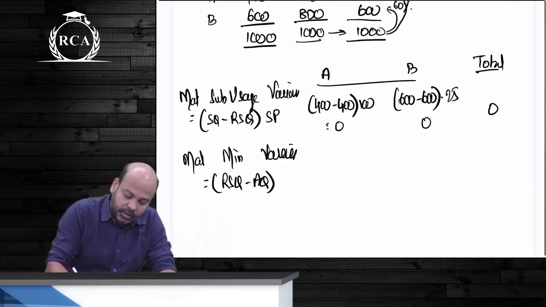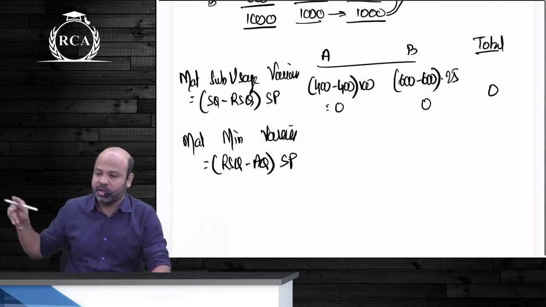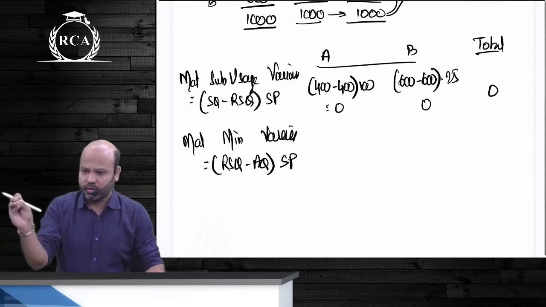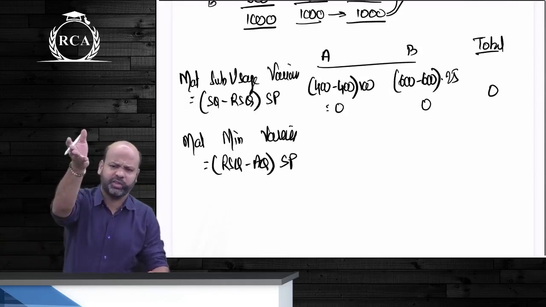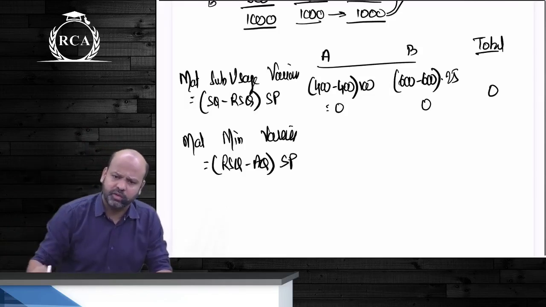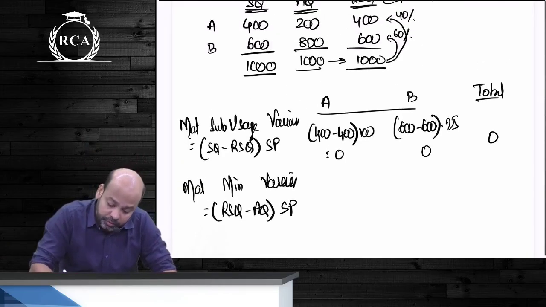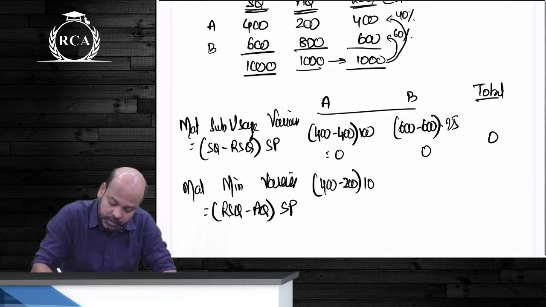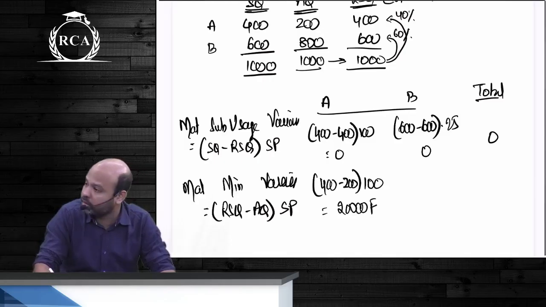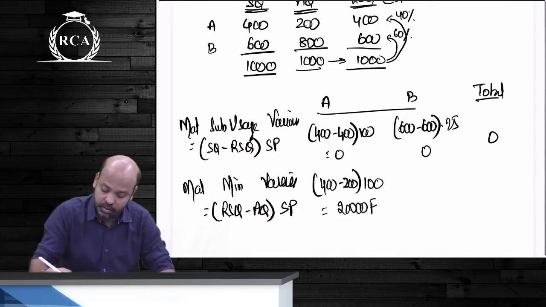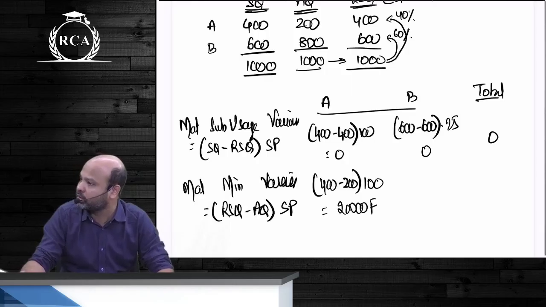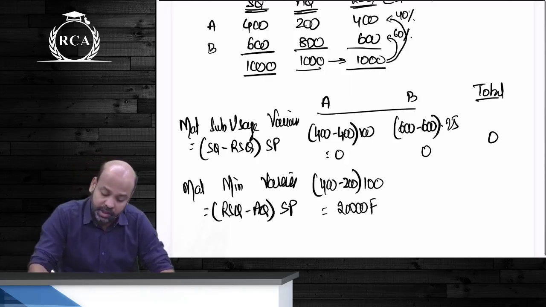RSQ minus AQ. There's no need to rack your brain so much, guys. When you already know the concept that there's only mix variance, and whatever the usage variance is, it itself is your mix variance, because there is no sub-usage variance. Here I will write 400 minus 200 multiplied by 100, that is 20,000 favorable. 20,000 only, no?